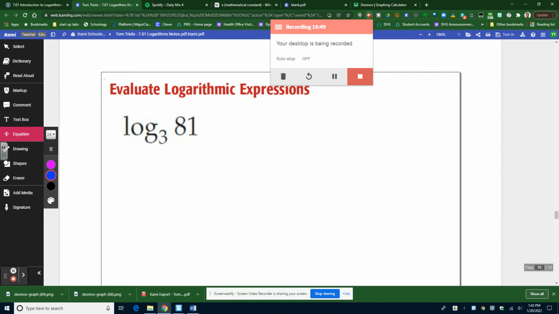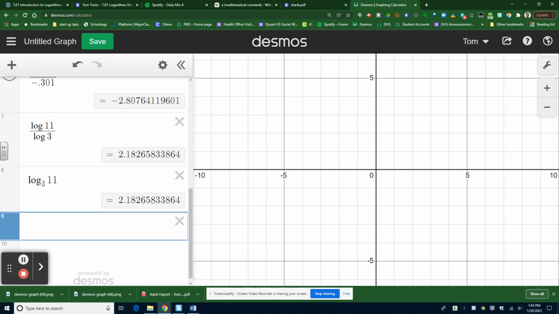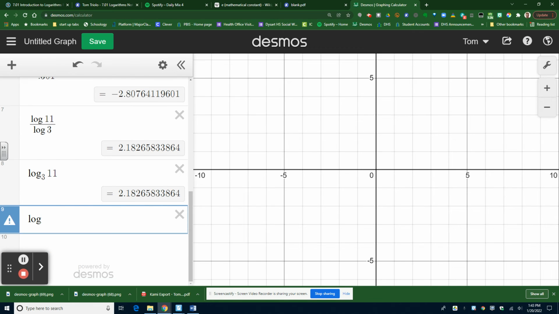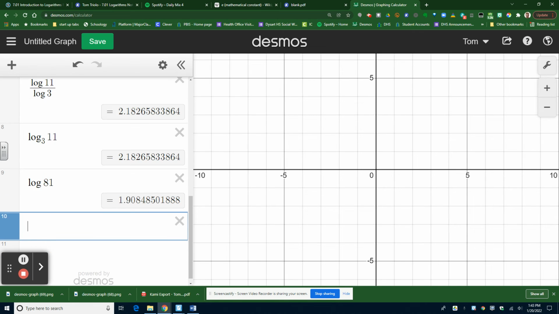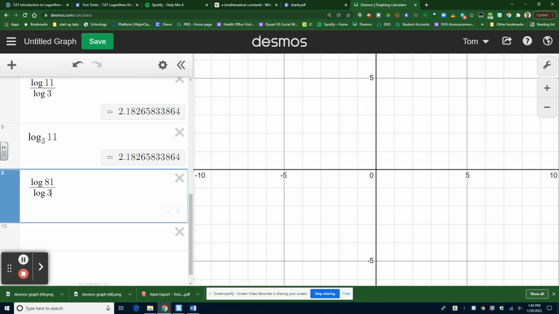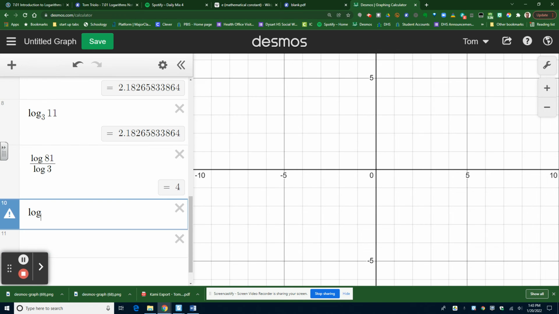Okay, anyway. What do you got, Denise? 3 to what power is 81? One more time? 4. So, like I said, we're going to use the howitzer here. So log 81 divided by log 3. Hey, look at that, 4. Log base 3 of 81.